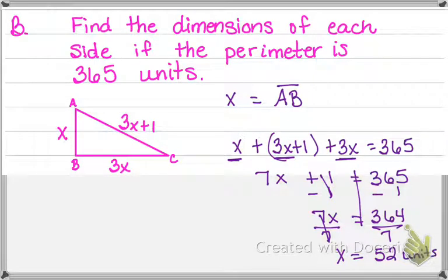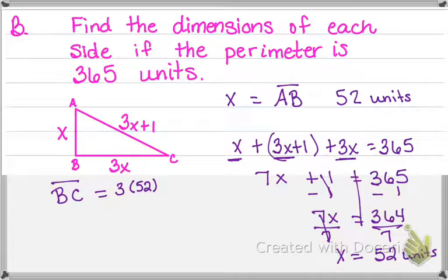So we know that this is 52 units. Now we can pull back in and find out what our other pieces are. So line segment BC, from here to here, is 3 times 52, which when we work that out is 156 units.